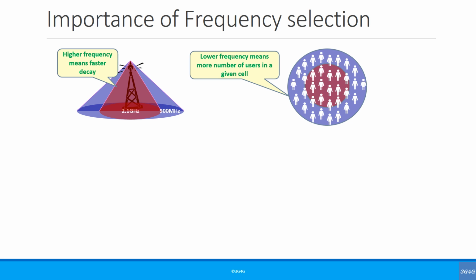At the same time, you have to remember a cell has a certain capacity. So with lower frequency, the cell is larger, which means more users, and everyone is getting lower data rates, right? If the cell size is smaller, there are fewer users, and everyone is getting higher data rates. So in this case you can think, okay, higher frequency means I can get higher data rates.